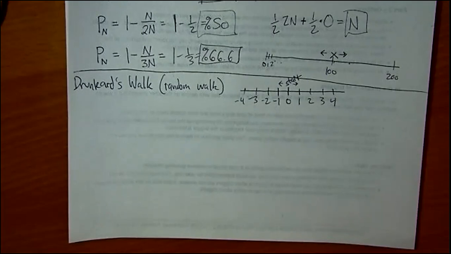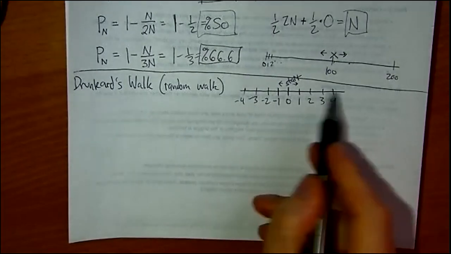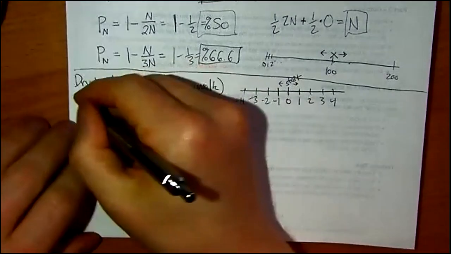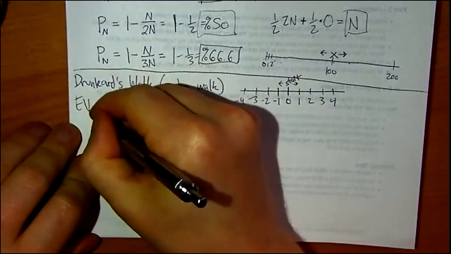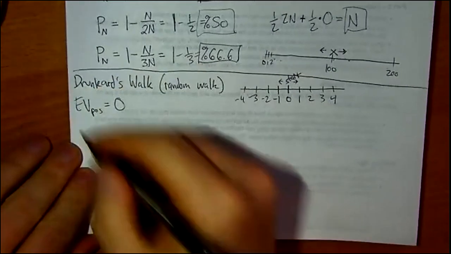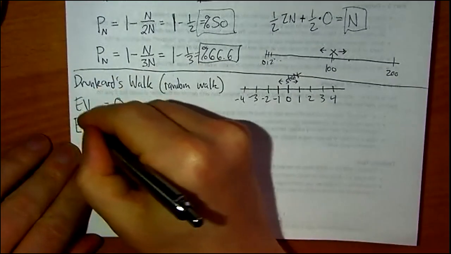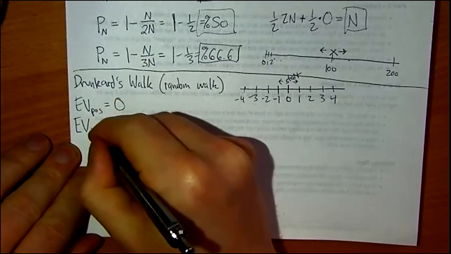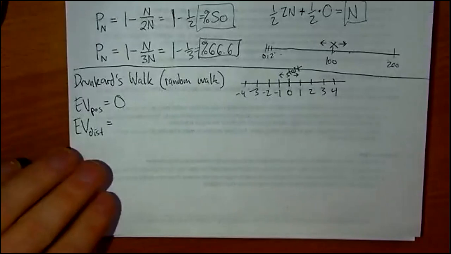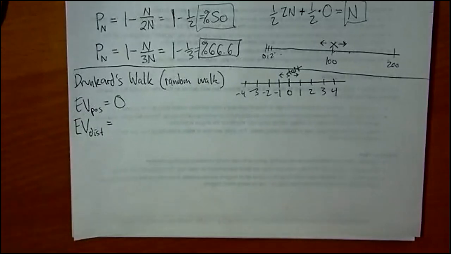0, right? At any time, you're just as likely to go right as you are to the left, so your expected value of your position is always 0. Here's a different question. So EV of position is always just going to be equal to 0. But a different question: what's the expected value of your distance from the starting point? Now, that's a different question.